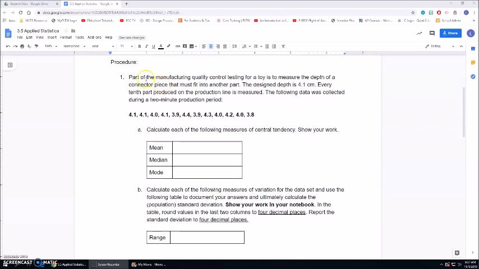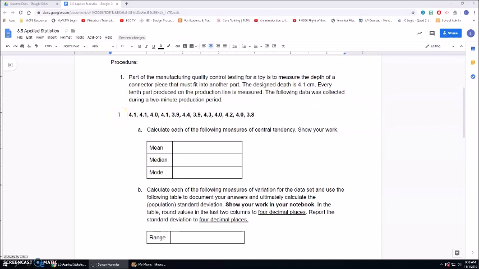So our procedure is that part of the manufacturing quality control testing for a toy is to measure the depth of a connector piece that must fit into another part. The designed depth is 4.1 centimeters. Every 10th part produced on the production line is measured. The following data was collected during a 2-minute period of production.